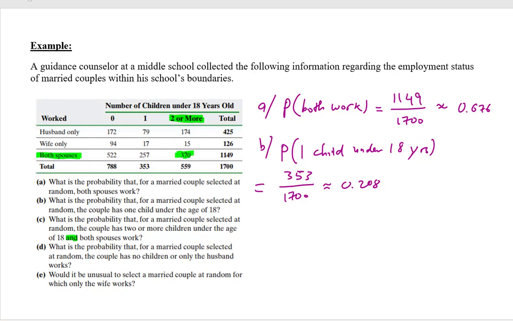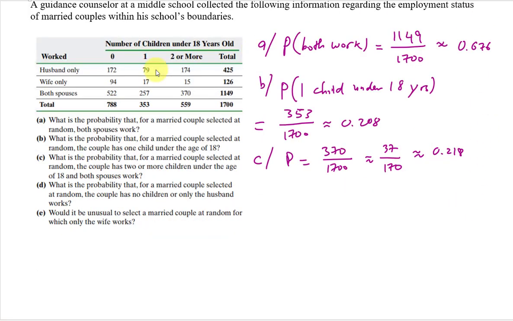So the probability of that is going to be equal to 370 out of the total 1,700, and that is about, if you simplify that into 37 over 170, about 0.218 or 21.8%.